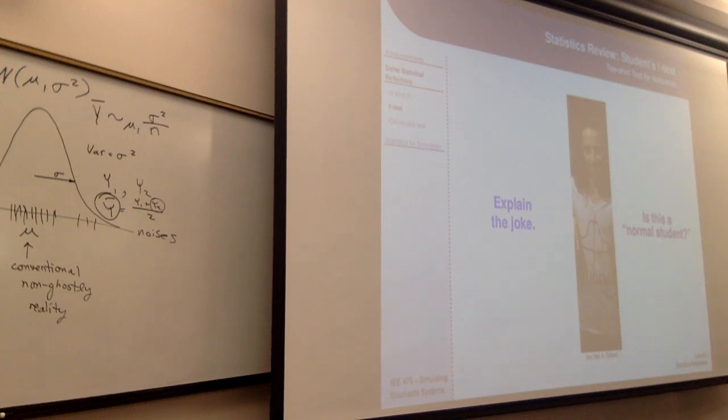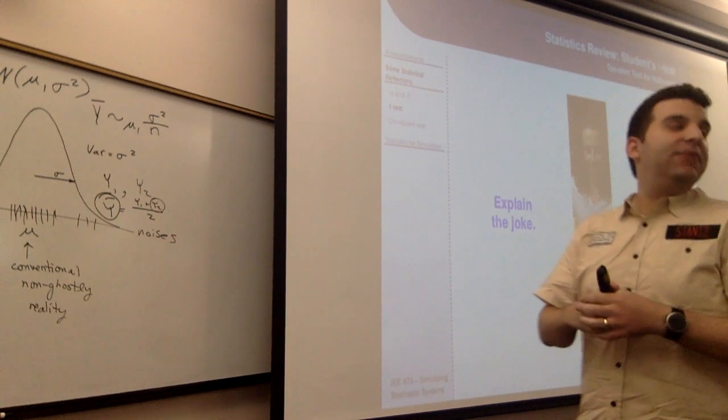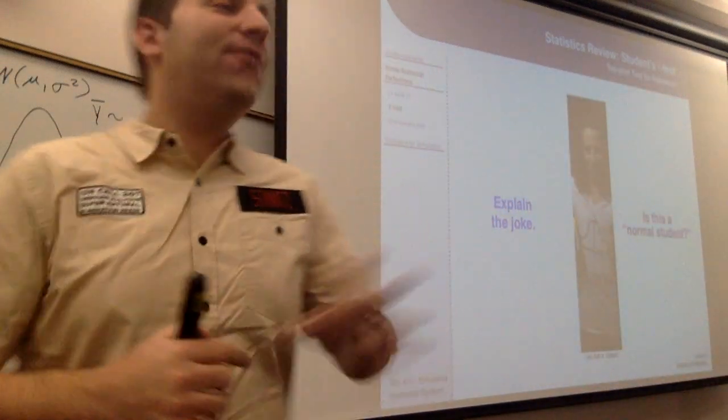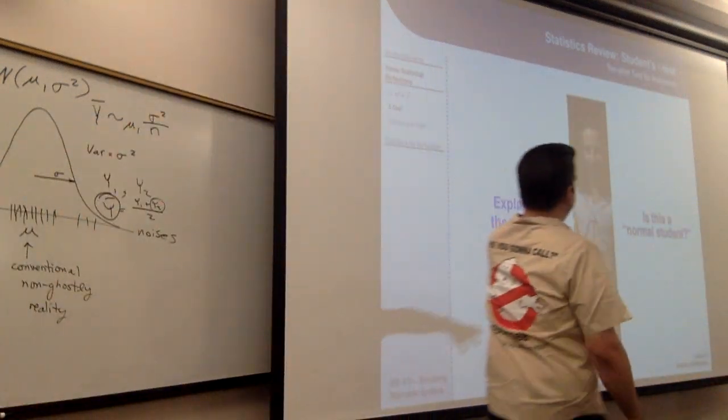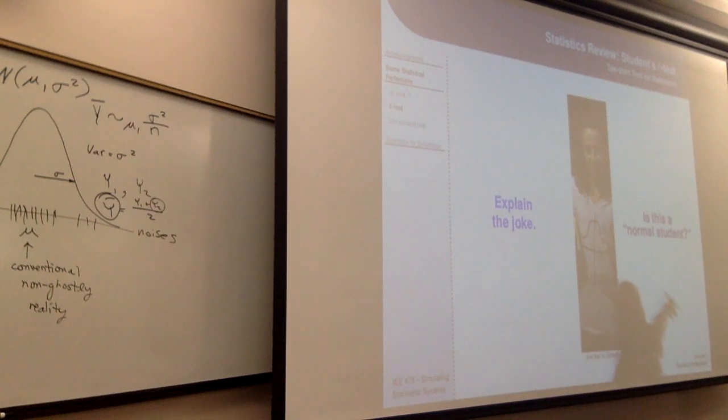All right, let's bring it back in. So what's the joke? Why is this funny? Why is this supposed to be funny? So anybody? For one, I made the comment, is this a normal student? What was I getting at with that pun there? Because of the shape of the graph, and then the student is the t-test that we use.